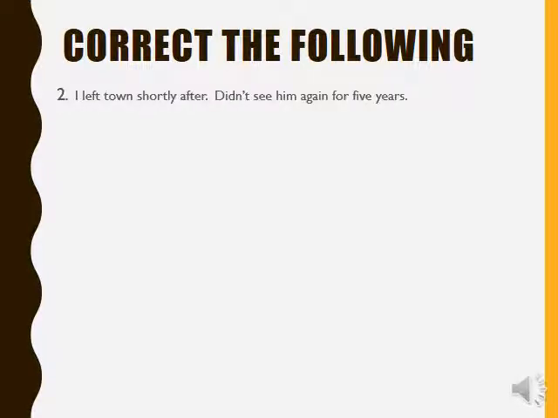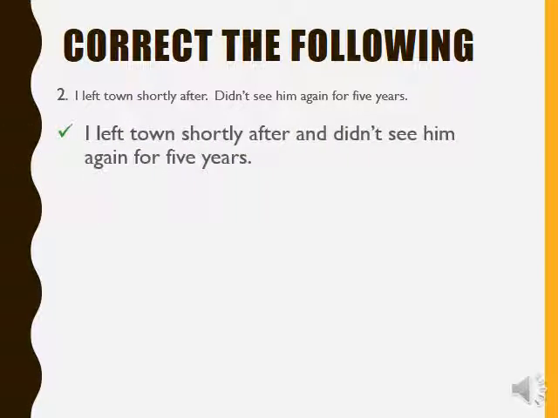Let's see the second one. I left town shortly after. Didn't see him again for 5 years. Both of these are dependent clauses. Let's see. I left town shortly after and didn't see him again for 5 years. So I added a conjunction.